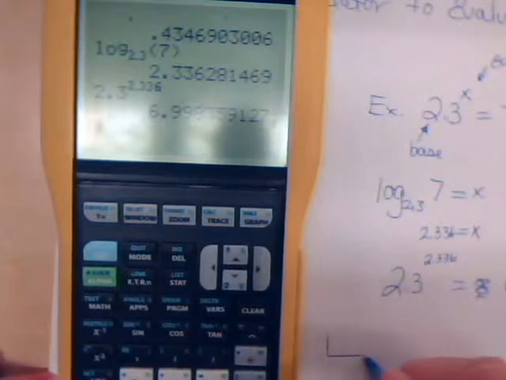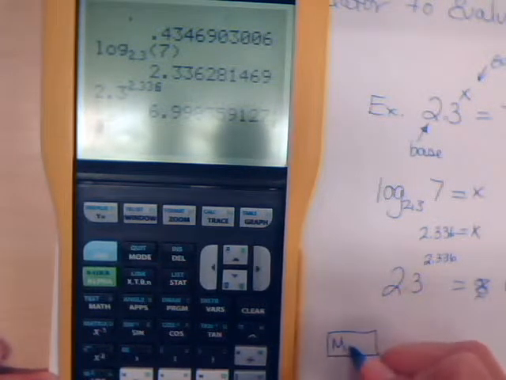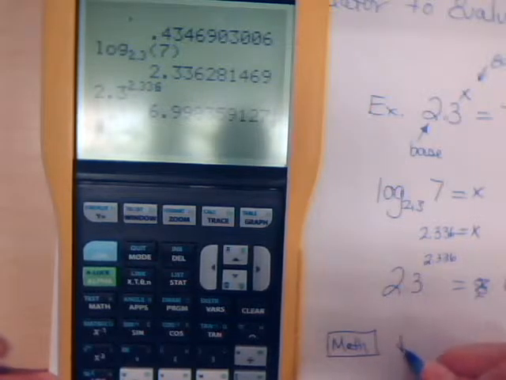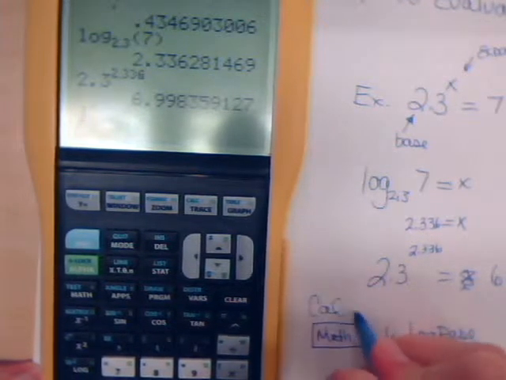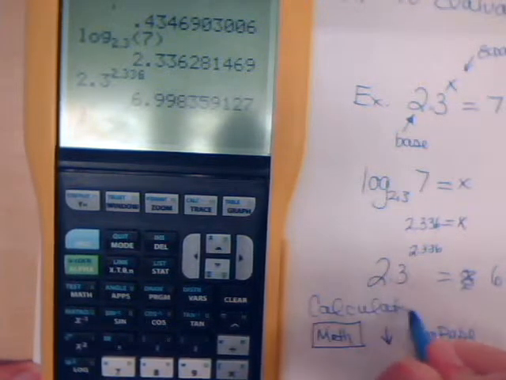So let's write our keys out that we're using. We use the math key. And then we go down to where it says log base. There you go, calculator keys.